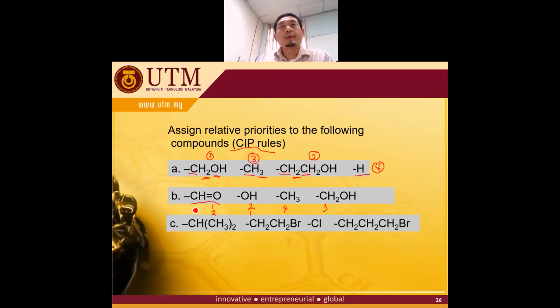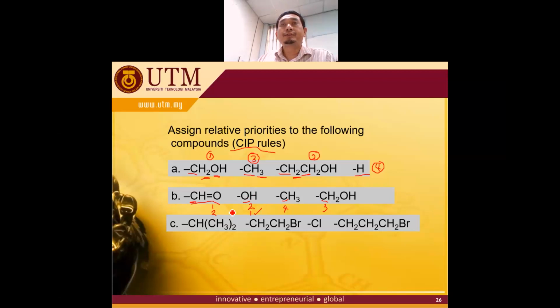The first one. We need to look at the atom bonded directly to the carbon. We are talking about this carbon, this oxygen, carbon, carbon. We are not looking at the group; we're looking at the atom bonded directly to the carbon. Obviously, this oxygen has a higher atomic number, so oxygen is number one.